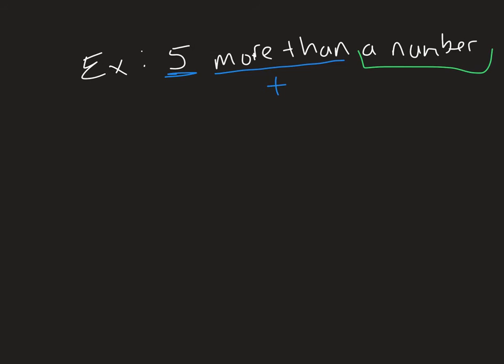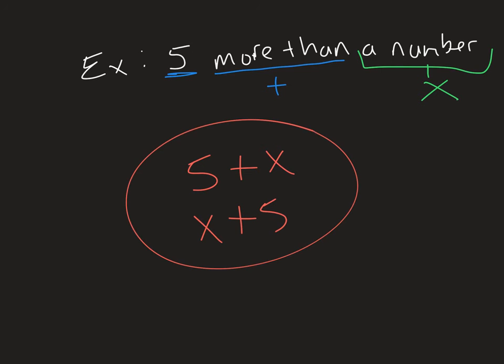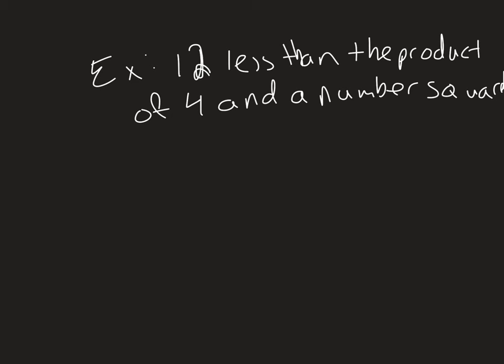This is a little bit of a different thing. This tells me there's something that I don't know. Usually we think of a variable. You can use whatever letter you like, whatever symbol you like. Usually textbooks will use x. So if I was to write an expression for this, I would say 5 plus x. Or, since it's the same thing, you could also write x plus 5. Either one of these would be fine. They're the same thing. Now let's take a look at a slightly more complicated example.